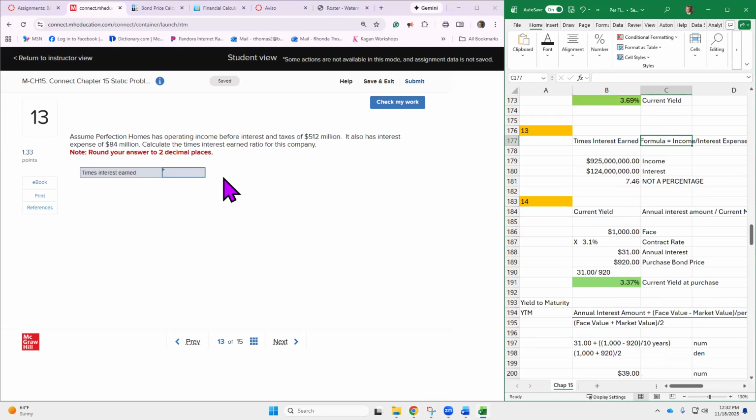All right, so assume Perfection Homes has operating income before interest and taxes of $512 million. So I'm going to put that in here. Okay, the interest expense they have is $84 million. And you put this in as just a regular number. You don't put it in as a percentage. It's not a percentage, just the whole number, right? So not a percentage, use whole number.